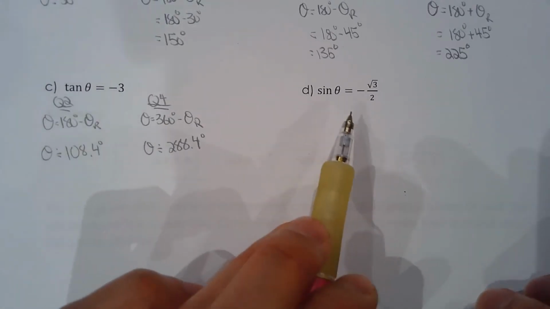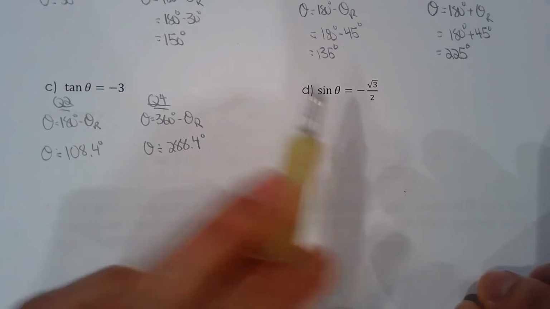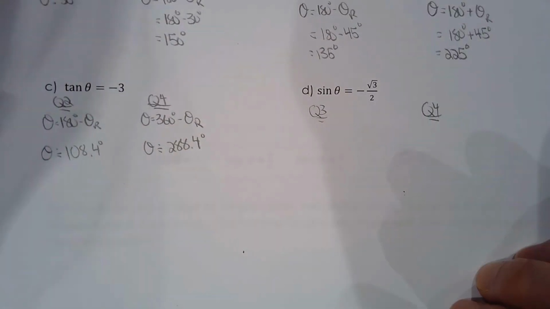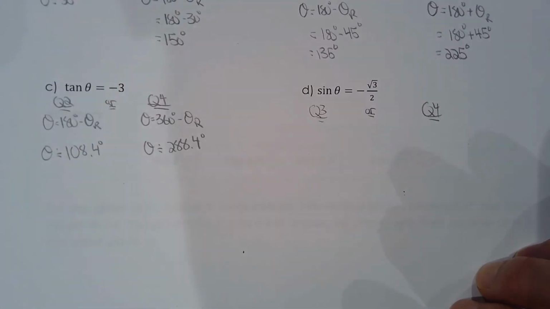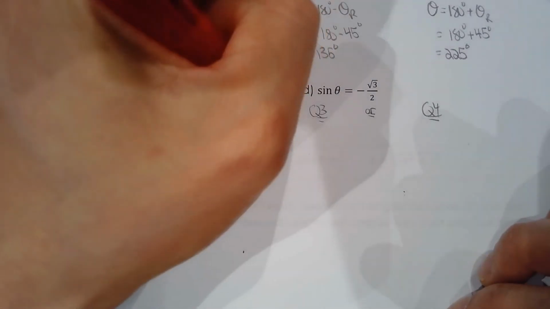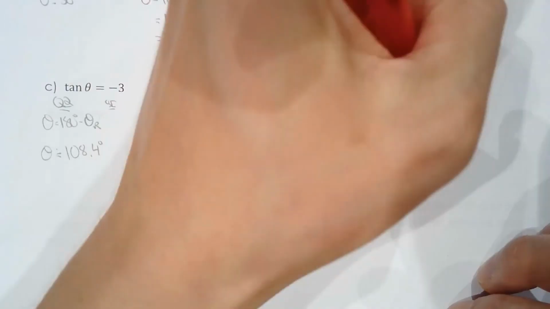All right, this one, sine is negative in 3 and 4. So quadrant 3 or in quadrant 4. You know, put the word or here. All right, so quadrant 3, we're looking at the principal angle is 180 degrees plus the reference angle. If you want, give yourself the diagram. For quadrant 4, it's 360 minus the reference angle.